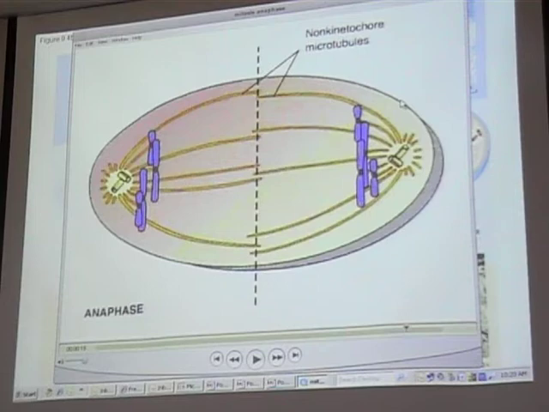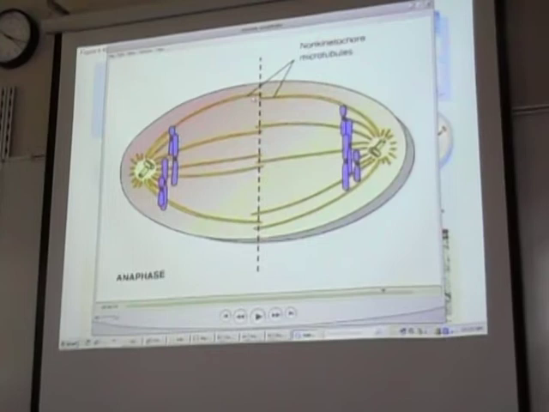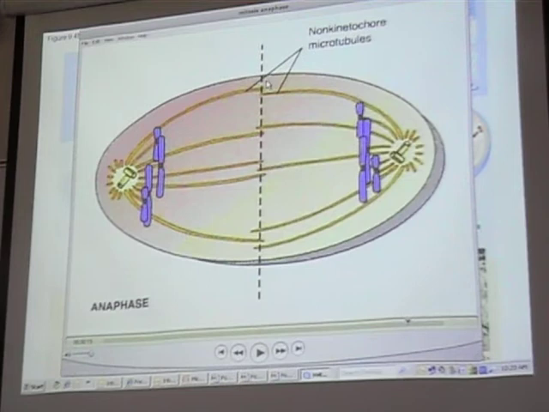The non-kinetochore microtubules, are they pushing on? They're pushing against each other. Oh, okay. And they both lengthen while they're pushing against each other, and it stretches the cell apart.